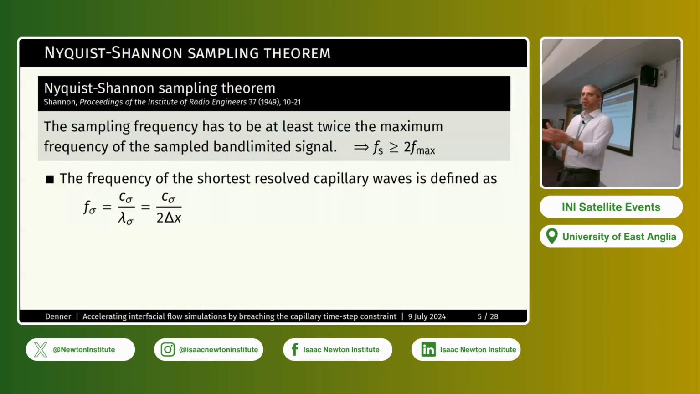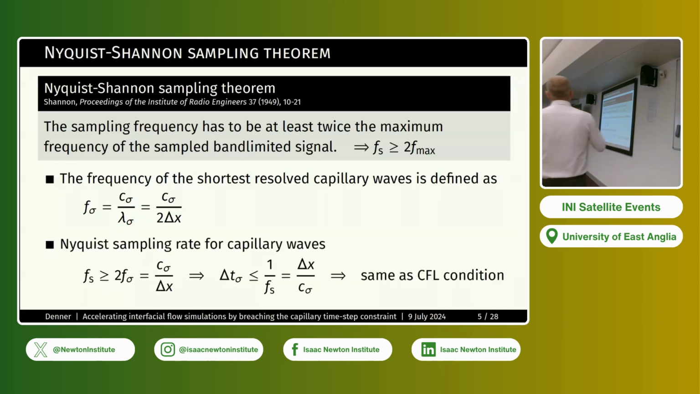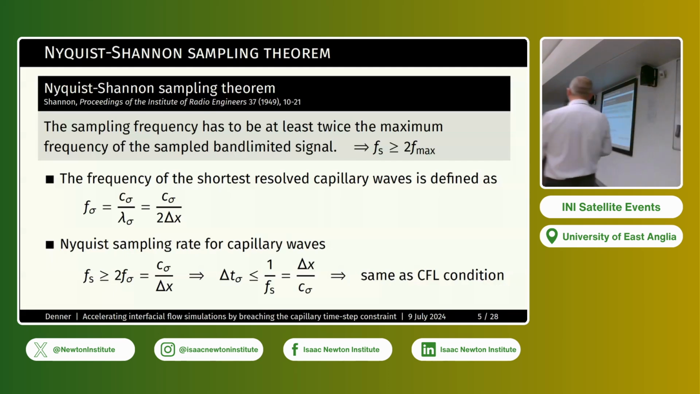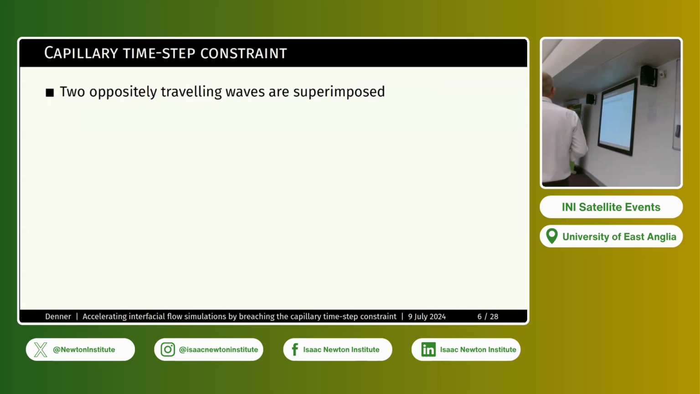So we know the wavelength, the minimum of the shortest capillary waves that we resolve, so the fastest one is 2 delta x. So then we can put this in our Nyquist-Shannon sampling theorem, and what we get is essentially the same formulation as the CFL condition. So we can look at this from a signal processing point of view, we can look at this from a classical numerical point of view and arrive at the same answer. So this should be relatively simple to put in practice.